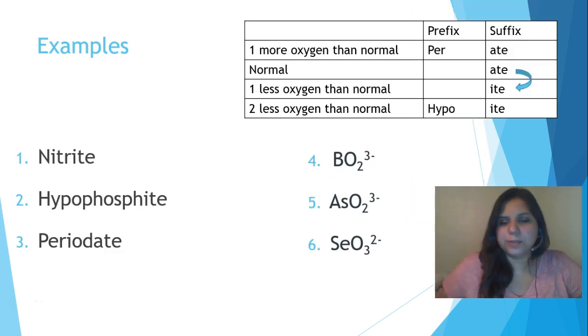Okay, next we're going to try some examples. So we're going to take nitrite and figure out what the formula is. Well, ite, where is that coming from? It doesn't have a prefix. It's not hypoite, it's just ite.